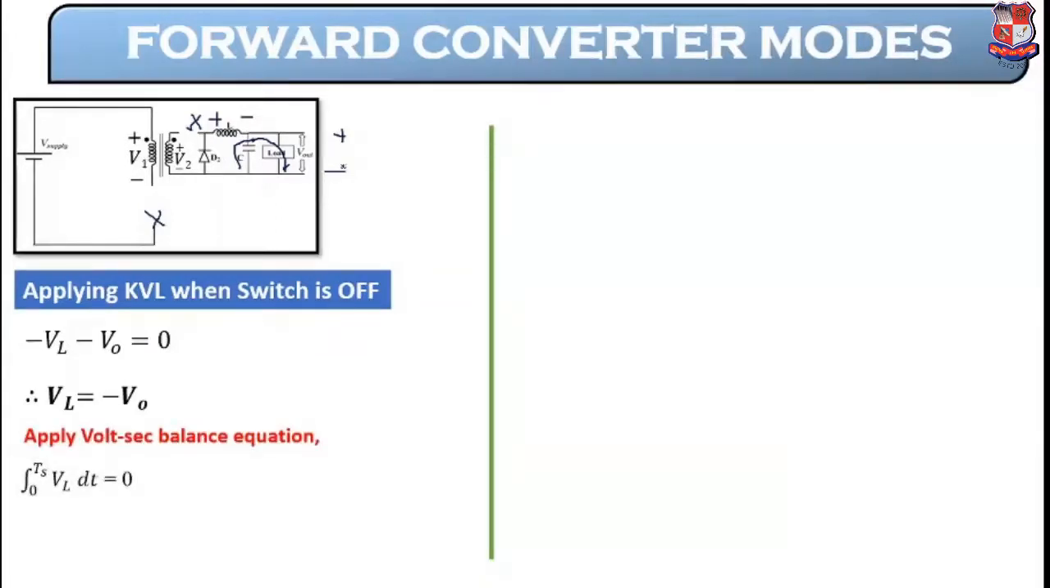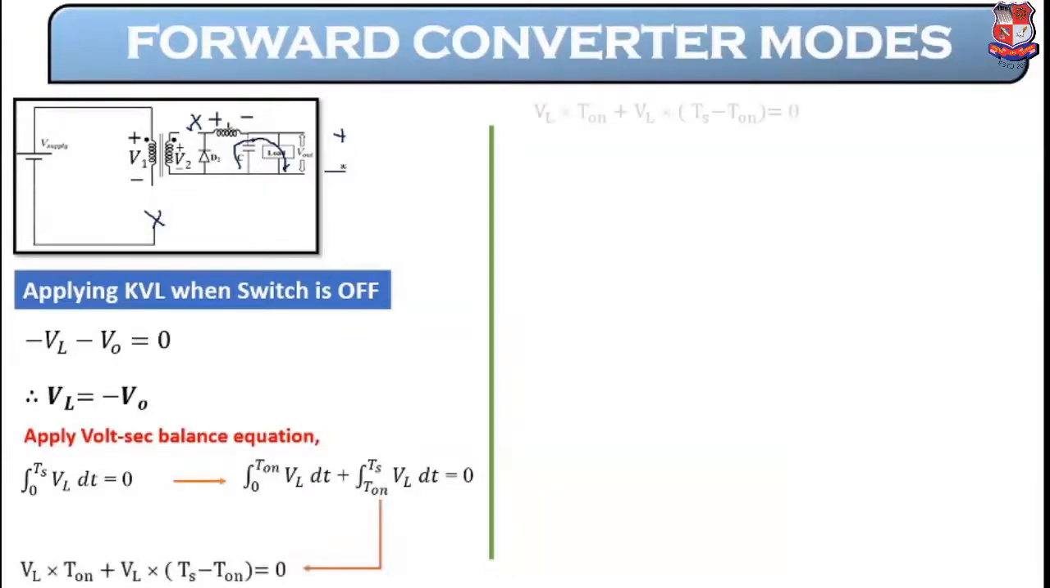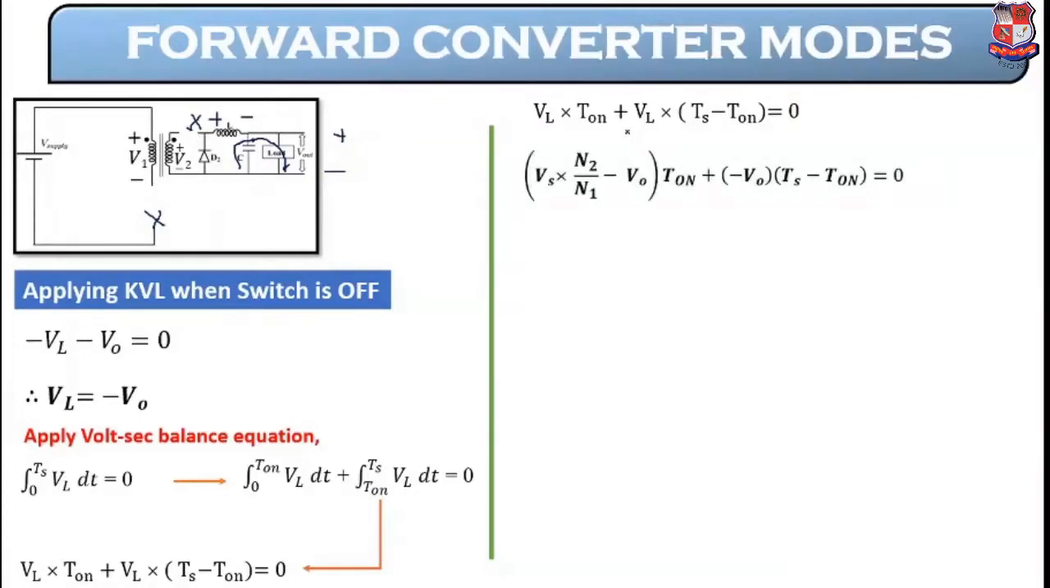And when you apply the volt-second balance equation, now we know the inductor voltage for the on case and the off case. For the on case we got the value Vs into N2 by N1 minus VO, and for the off case we can write minus VO.